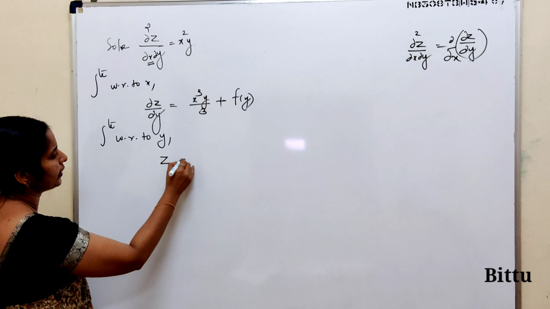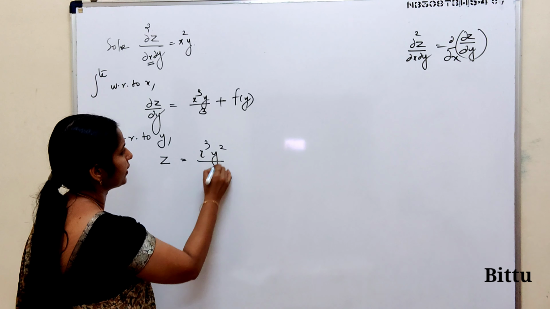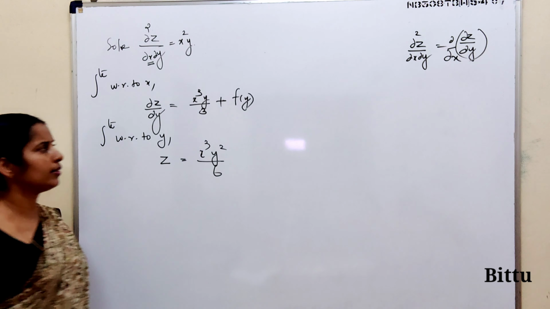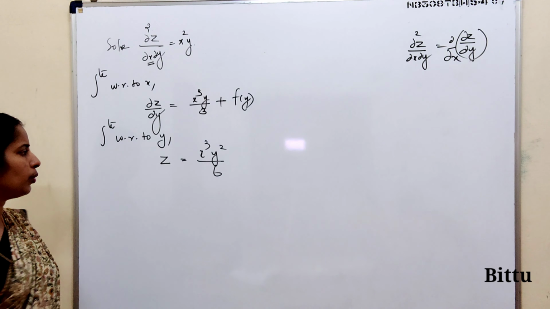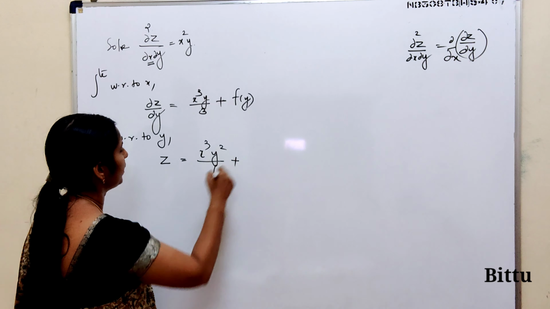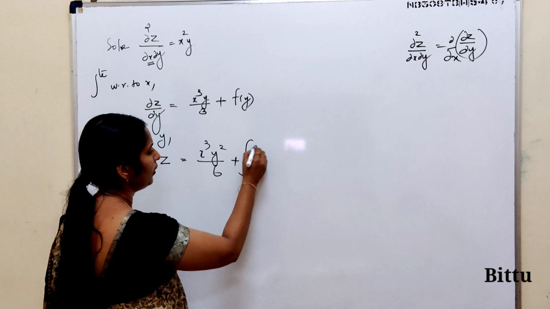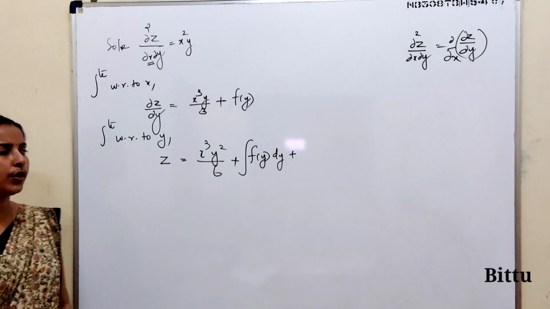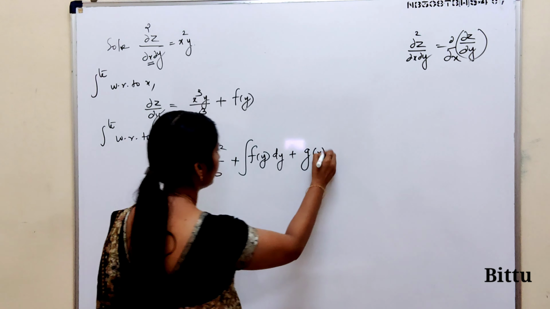That is left side, it is z. z equal to x cube y square by 6. See, for integrating this, you have to keep x as a constant. So x cube by 3 is a constant. That is integral y, it is y square by 2. So y square by 3 into 2 is 6. So the term is x cube y square by 6 plus. We are integrating with respect to y. What is integral f of y? It is integral of f(y) dy plus. After integration, we have to put a constant. See, that constant is a function of x.